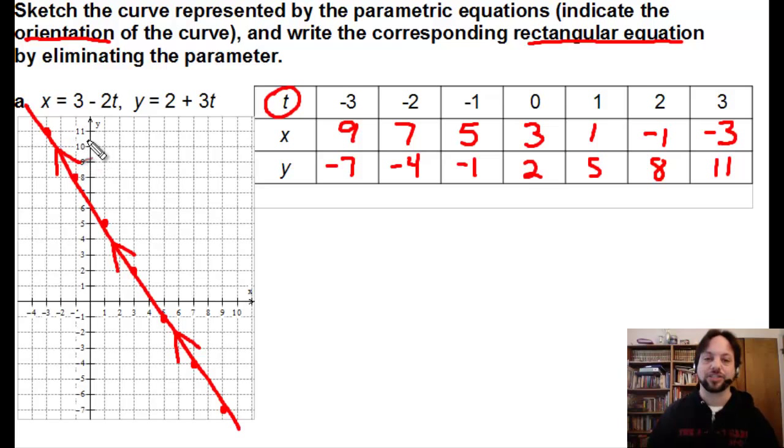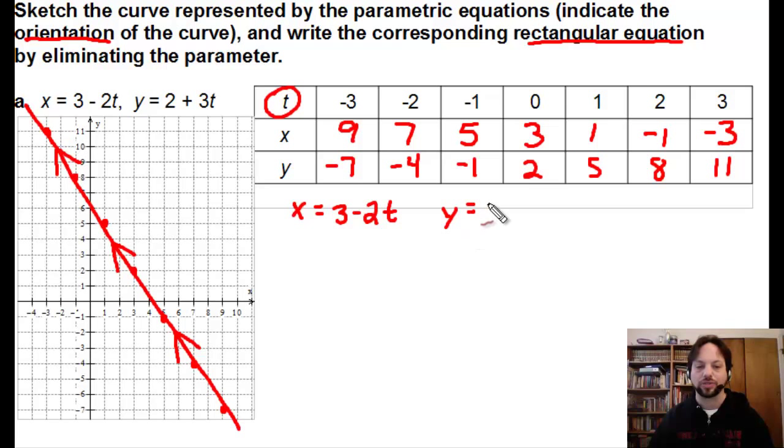So the last thing I need to do now is write the corresponding rectangular equation by eliminating the parameter. Now that might sound a little confusing, but what they mean by eliminate the parameter is first, let me write x and y in terms of the parameter. Well, that's actually already done for us. We're given that x equals 3 minus 2t, and we're given that y equals 2 plus 3t. So x and y are already written in terms of the parameter. Let me go ahead and switch that around. Let me write the parameter in terms of x and y.